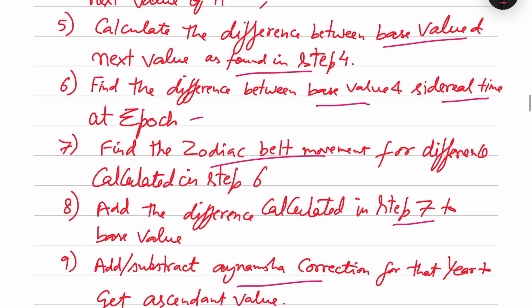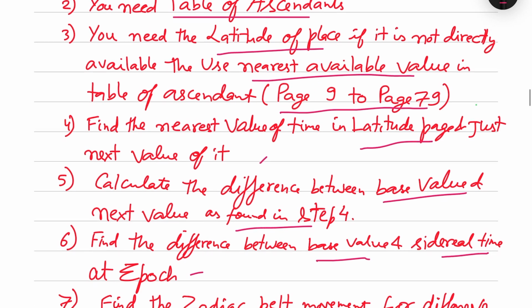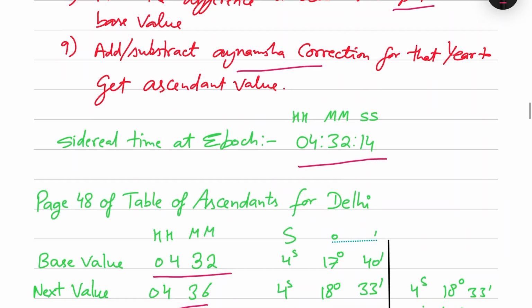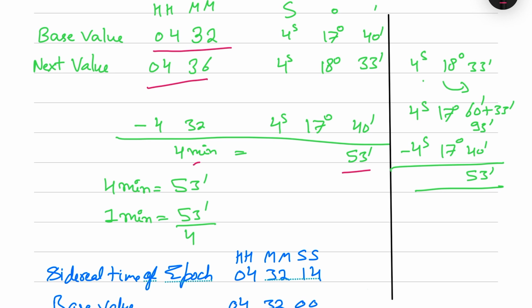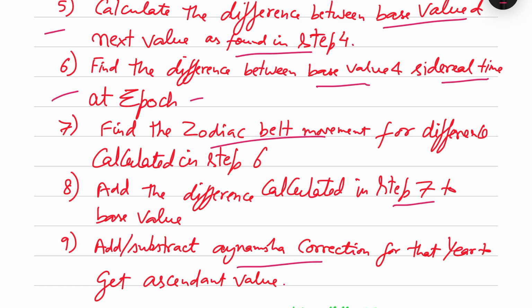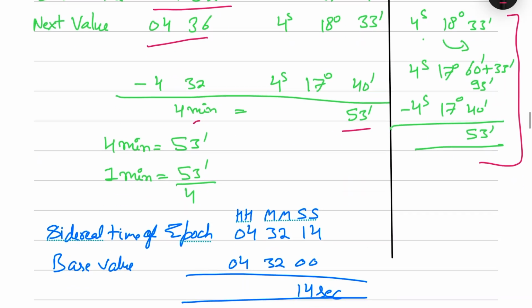Then, as per the step, we have to find the difference between these two. 36 minus 32 is 4 minutes, and the difference between 4 sign 18 degrees 33 arc minutes minus 17 degrees 40 arc minutes is 53 arc seconds. So 1 minute is 53 by 4. Here I have shown the calculation. Step 6: the difference between the base value and sidereal time at epoch.